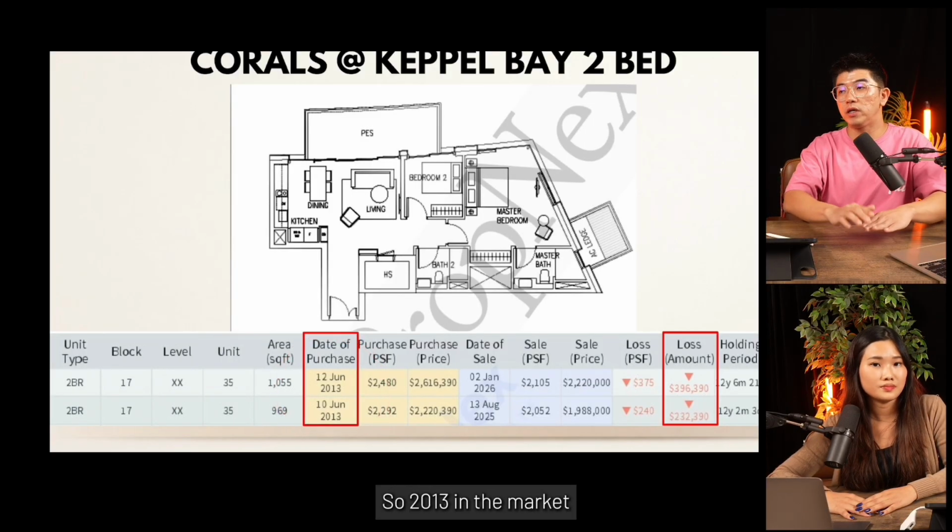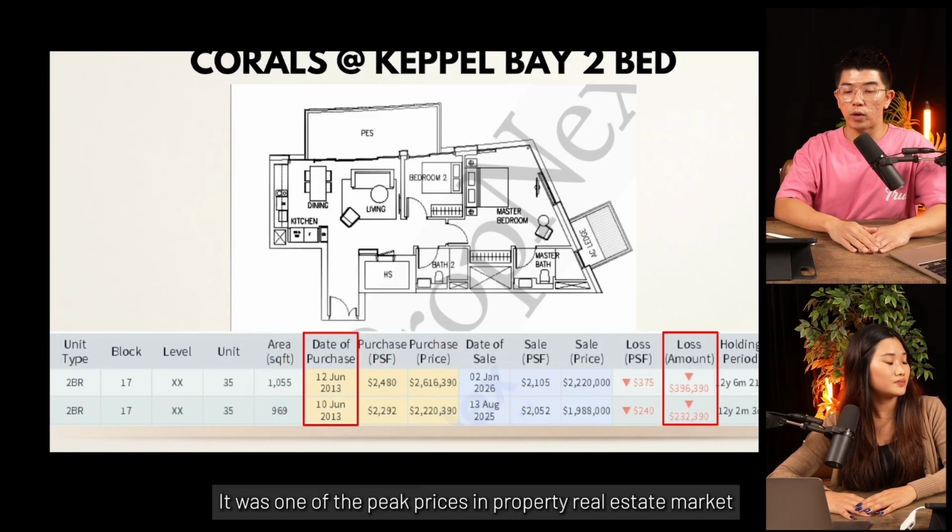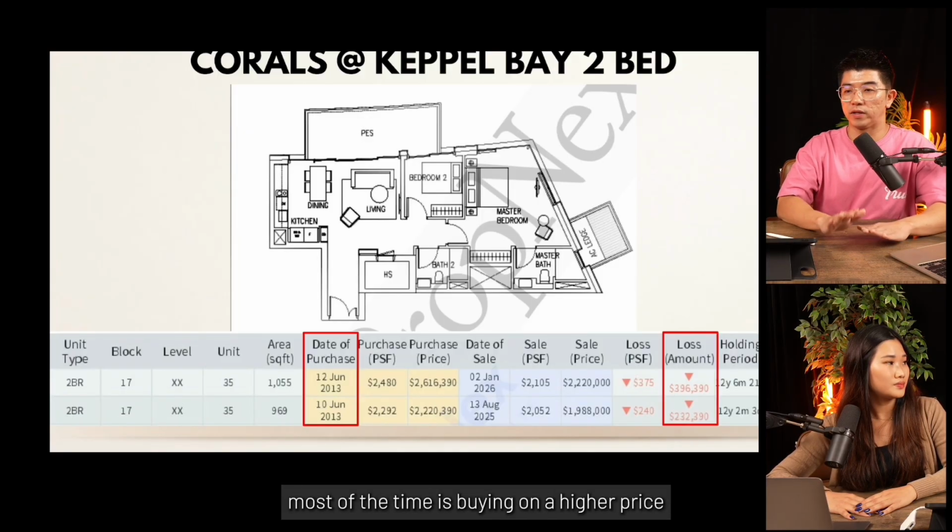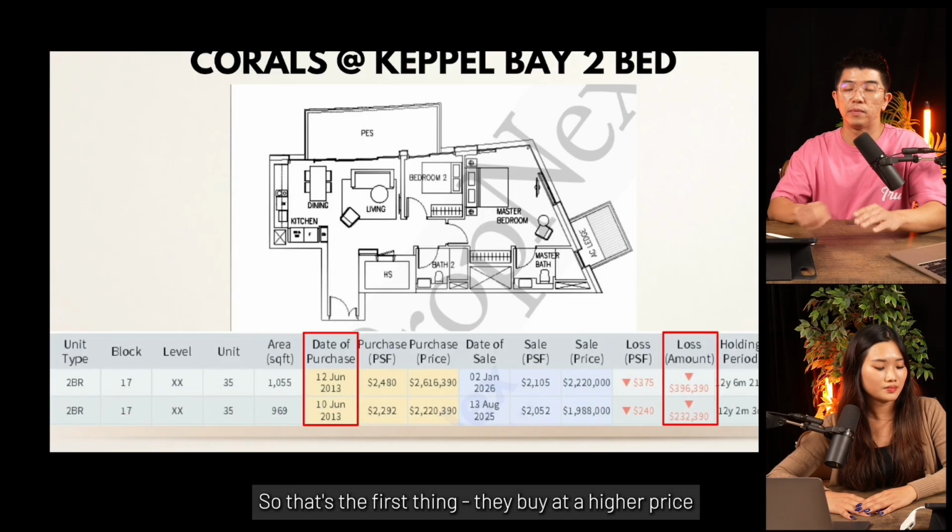So 2013 in the market, if you all know, it was one of the peak prices in the property real estate market. Anybody that bought during that time, most of the time is buying at a higher price. So that's the first thing, they buy at a higher price.